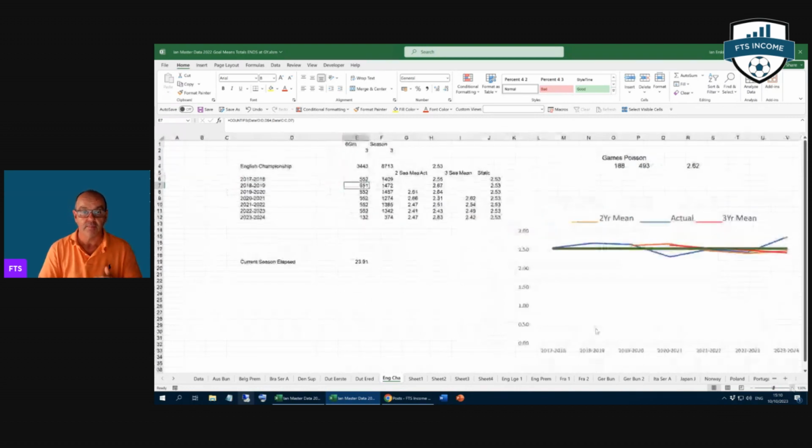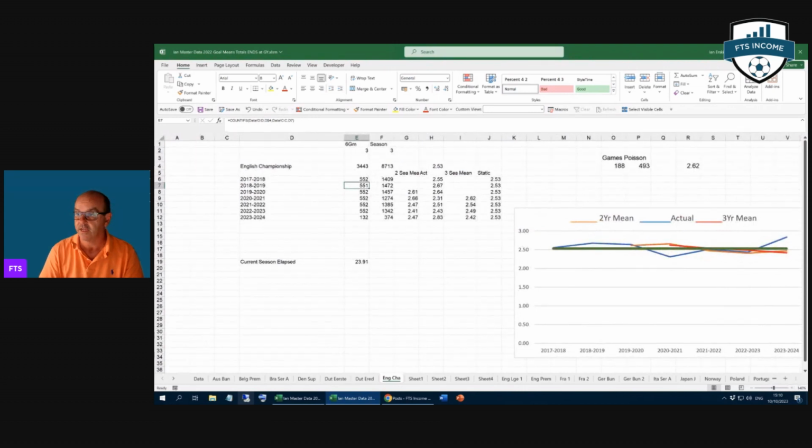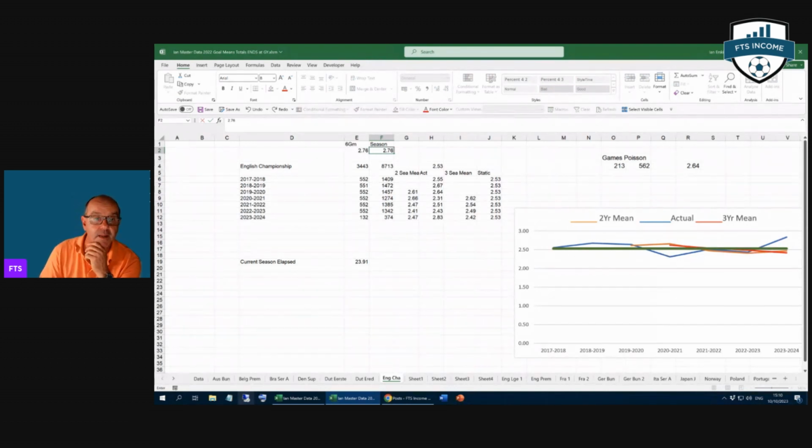So on my Championship one here, you can see if I set this at 2.76 over here. In the Championship, you can see it still beats the mean. The mean in the Championship is 2.53 goals per game, our static number. It still beats it, but we've got fewer games there. We've only got 213 games in the Championship out of 3,400 that have got this.